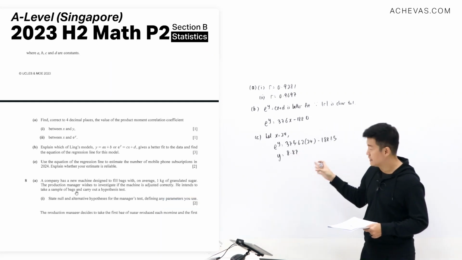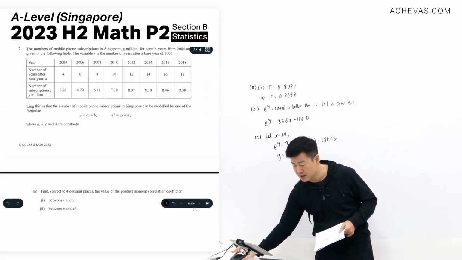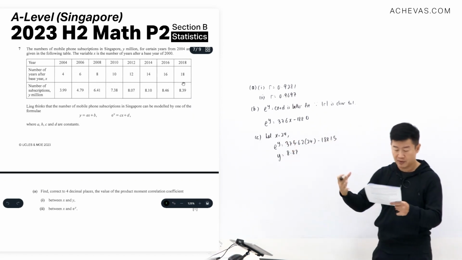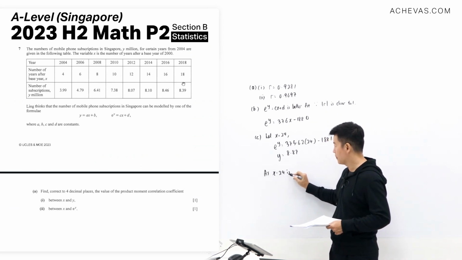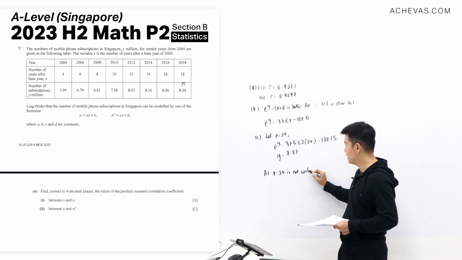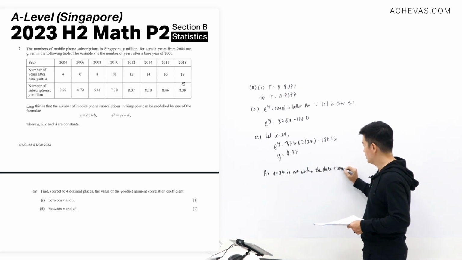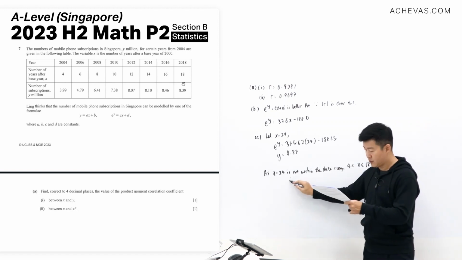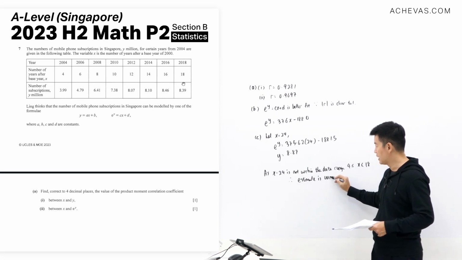And do we think this is reliable? This is not reliable, because if I look at the data that is given to me, x is between 4 and 18, but we are now trying to do an extrapolation. So I'll say something like this: as x equal to 24 is not within the data range. And this data range, according to what I can see in the question, is from 4 all the way to 18. Therefore, this estimate is going to be unreliable.